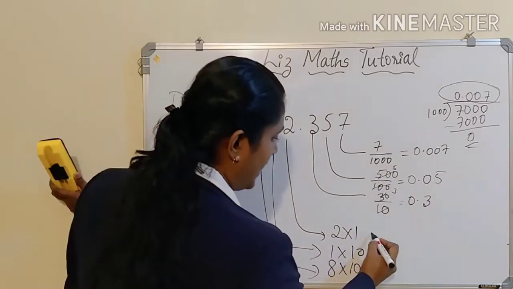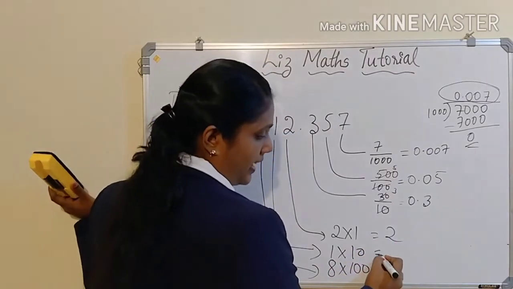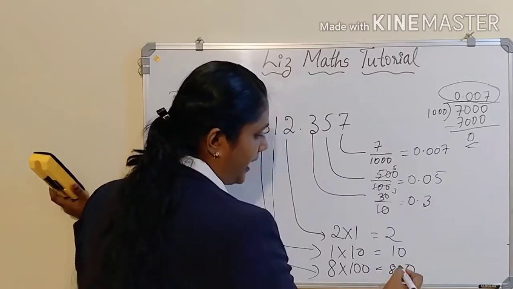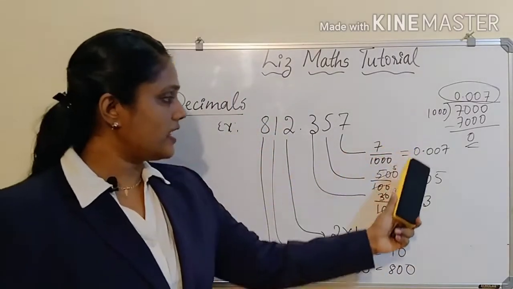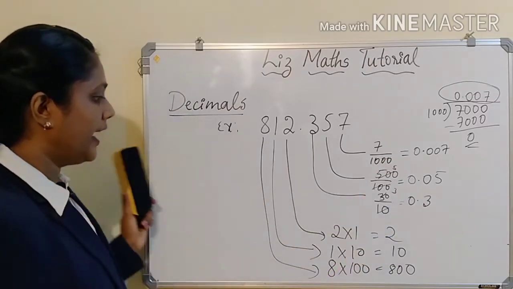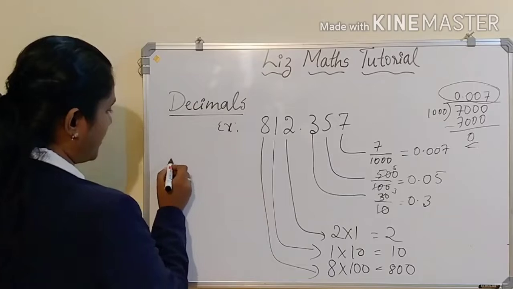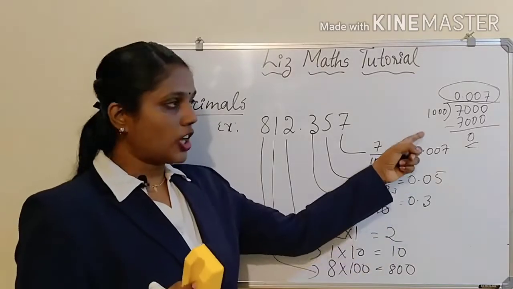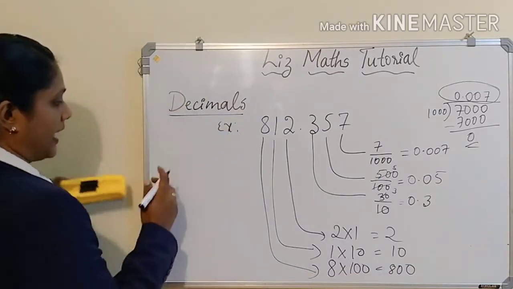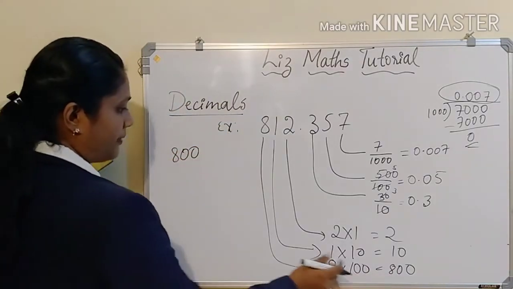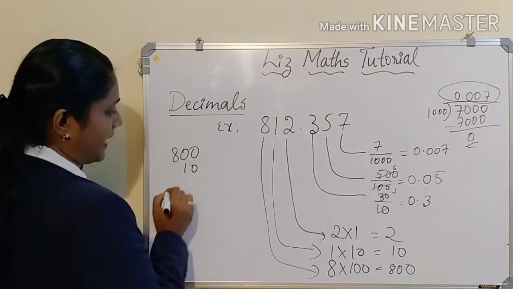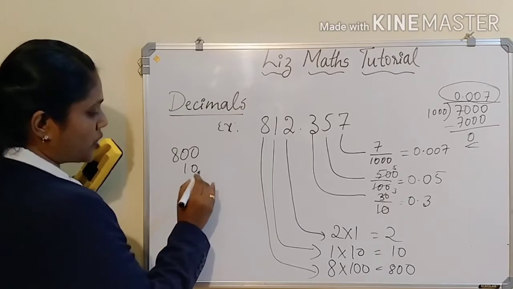Here 2 ones are 2, 10 ones are 10, and 8 into 100 you are getting 800. Now we are going to add all these values. Got it? We are adding all these values. Which one is first? 800. Now when we add all these, we will get the same answer. Let me check. See here, 800 is first. Now from the unit place you have to write. Next is 10 and next one is 2.